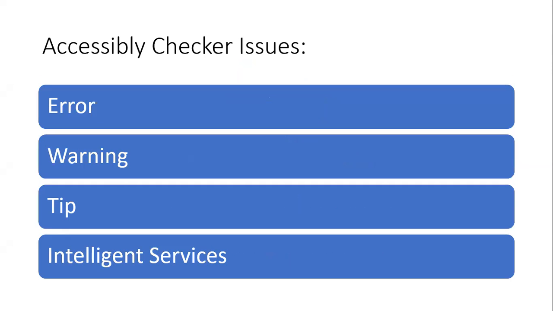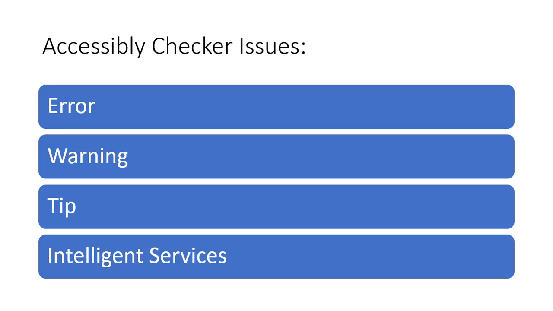The Accessibility Checker classifies each issue as an error, a warning, a tip, or intelligent services. An error is content that makes the document difficult or impossible to read and understand for people with disabilities and must be corrected. A warning is content that in most, but not all cases, makes the document difficult to understand for people with disabilities. A tip is content that people with disabilities can understand, but that could be presented in a different way to improve the user's experience.